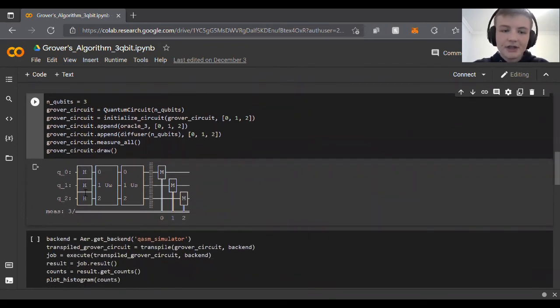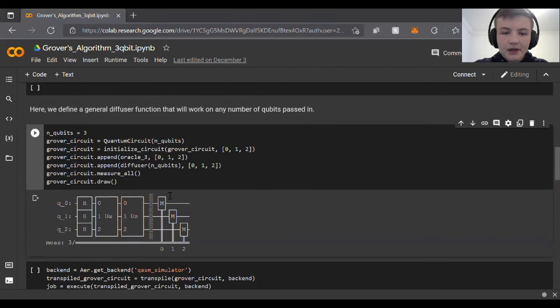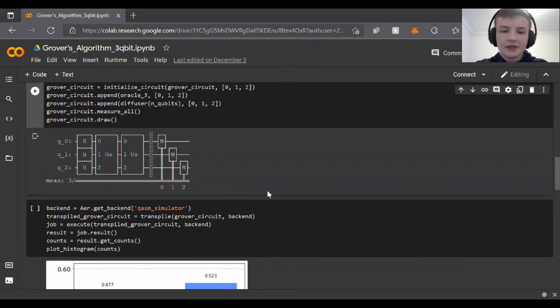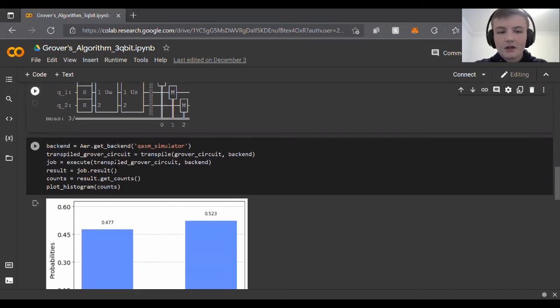Once again, we get the initialization with the Hadamards, the oracle with U omega, and the diffuser with U of S. Remember that this is one of the special cases where we only need to run through Grover's algorithm once. And we apply the measurements to each of our qubits to take them to 3 classical bits.